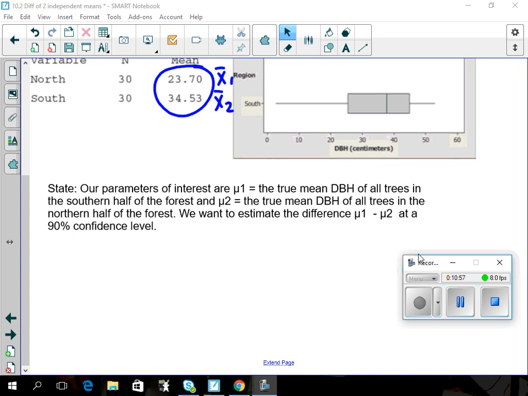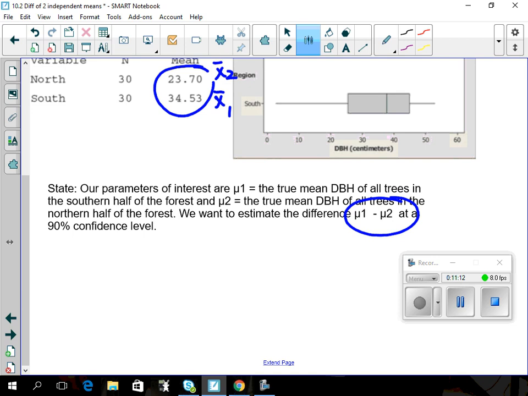The way that they wrote it, they did southern half as, oh, you're right, thank you. So let me do that now. The way that they wrote it, this would be true, correct? Good, that's fine. And we're trying to capture that difference.